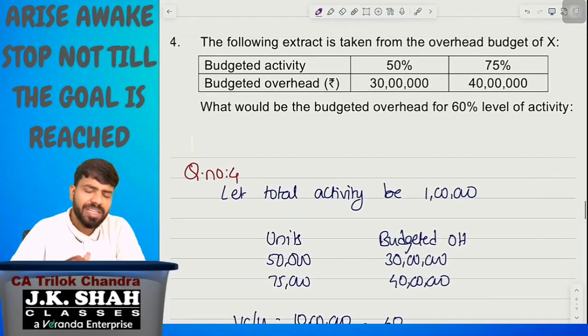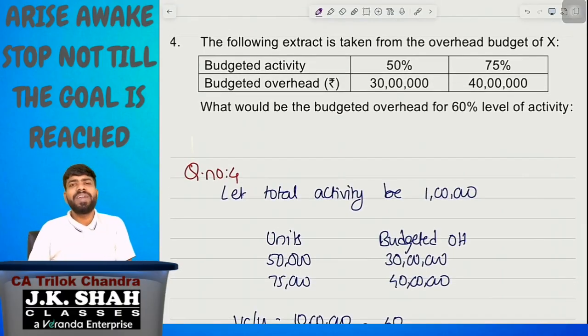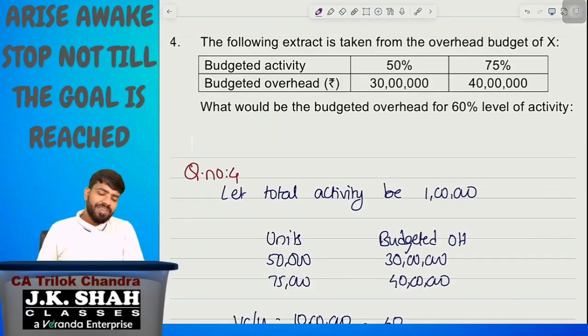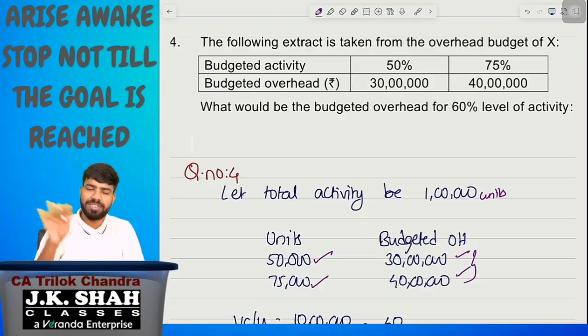Look at the fourth question. This fourth question is based on the concept of semi-variable cost. So, what is given here? They gave the overheads at 50% capacity and 75% capacity. To understand this better, I took an example: total activity 1 lakh units. So 50% means 50,000 units, 75% means 75,000 units. I took the budgeted overheads as 30 lakh and 40 lakh. The overheads are changing. When the overheads are changing, it is not a fixed cost because the amount is changing.